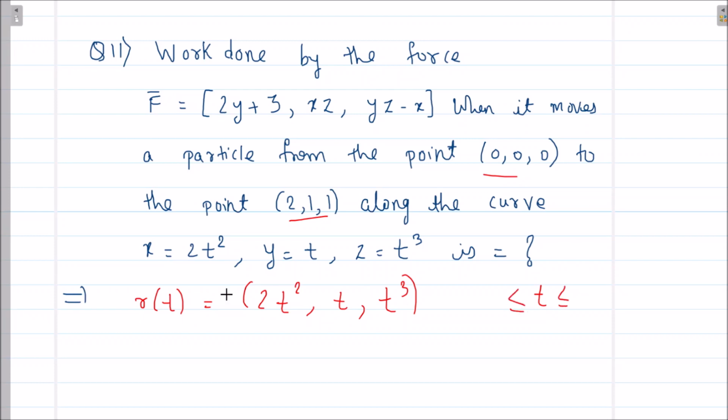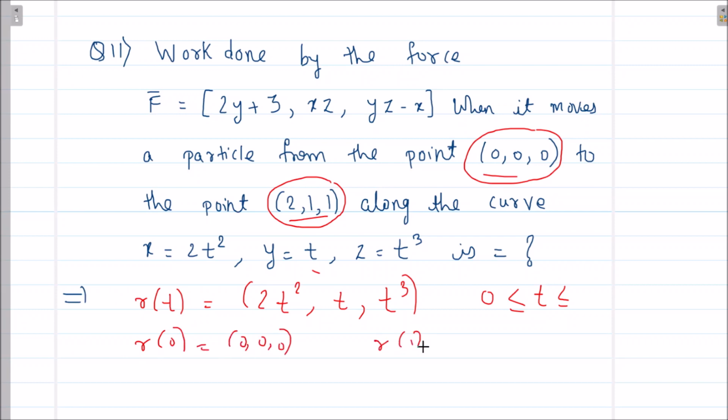As you can see, when my t is 0, I get 0 comma 0 comma 0, and when my t is 1, I get 2 comma 1 comma 1. Okay, so my r of 0 is 0 0 0, and my r of 1 is the point 2 comma 1 comma 1. So my t is going from 0 to 1. Okay, what is the next step you do? You find r prime of t. Correct? So what is r prime of t? You take component wise derivative, which is 2t square is 4t comma 1 comma 3t square.